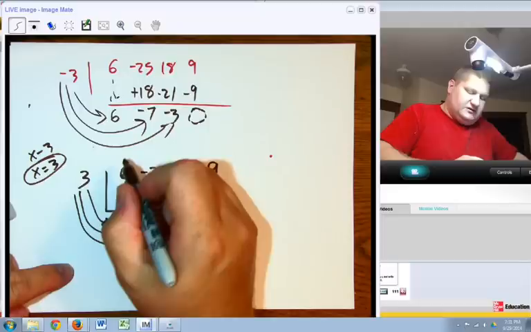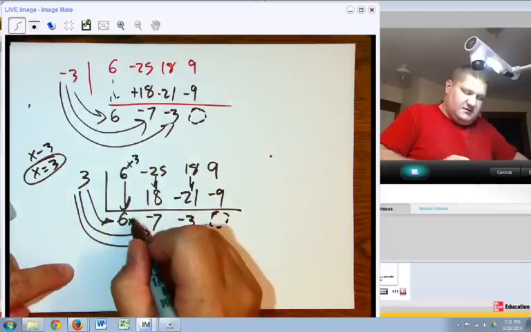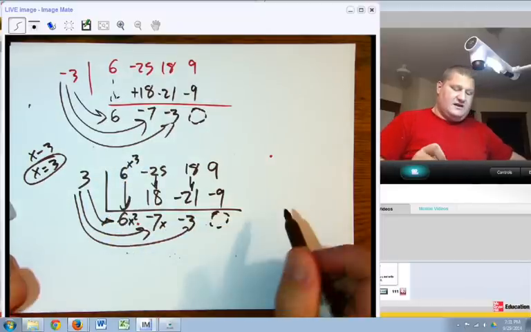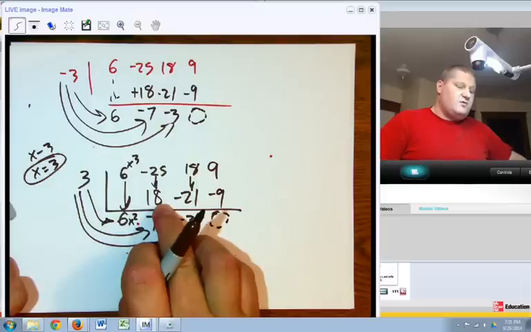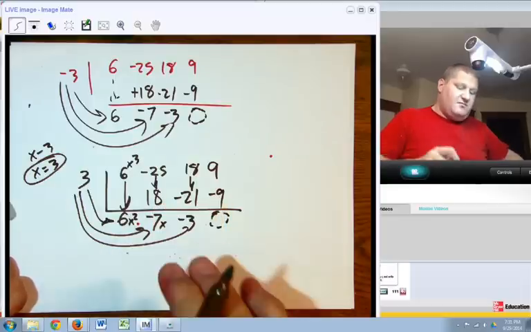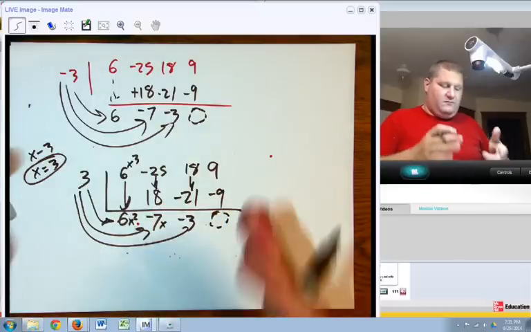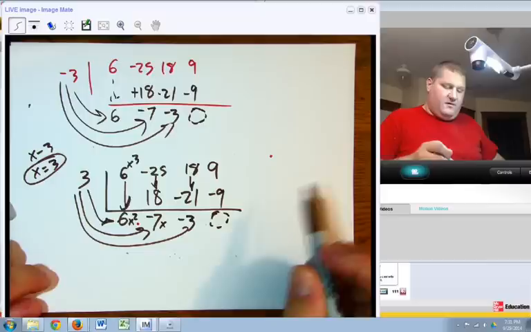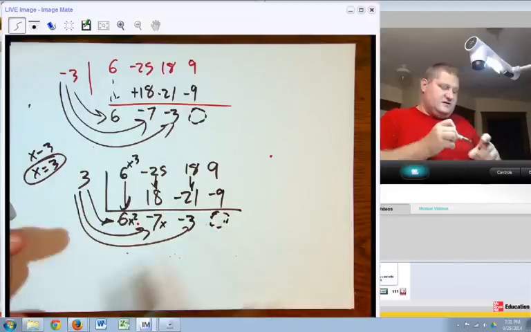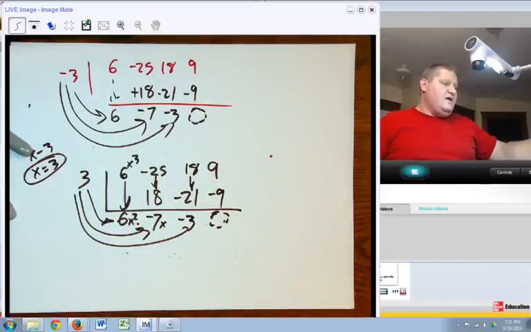Now you still need to know that if this was cubed, that this is going to be squared, x, and number. But you'll notice there's no remembering to switch signs, there's no remembering any other process. If you know this process, it's very, very quick, and again, the whole key is if you end with a 0 at the end, remainder of 0, it is a factor.